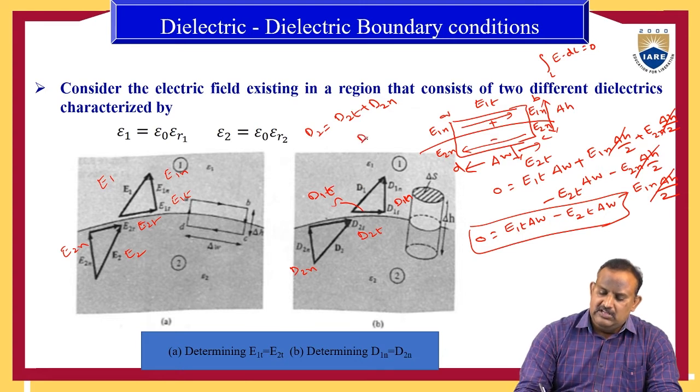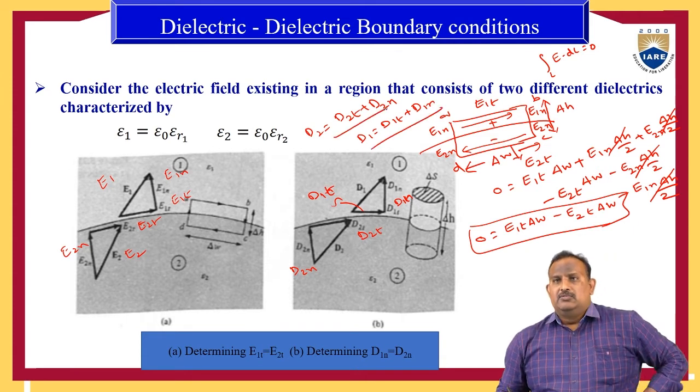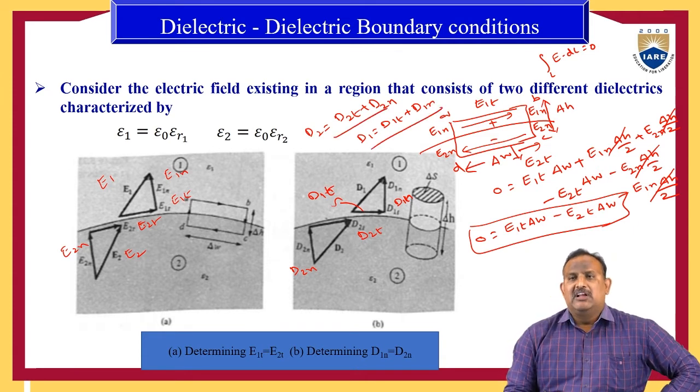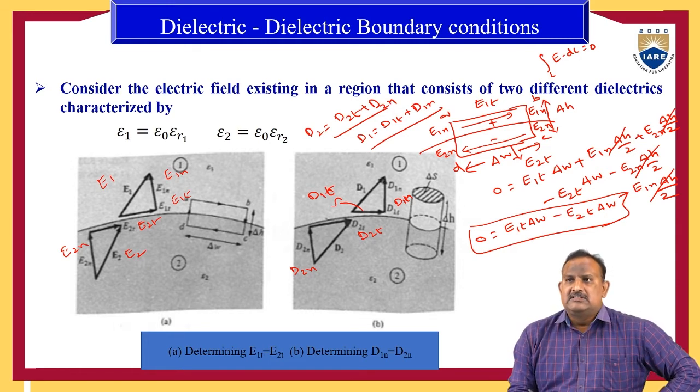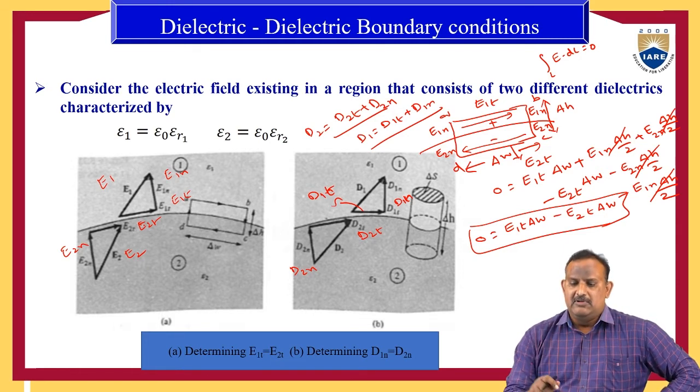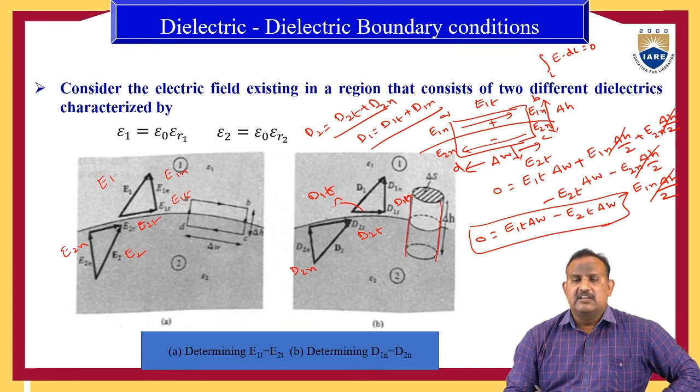Therefore, we can write D1 is equal to D1t plus D1n. So it can be resolved into a normal component and a tangential component. Here, to find the electric flux density, I am assuming a cylindrical pillbox across the boundary.